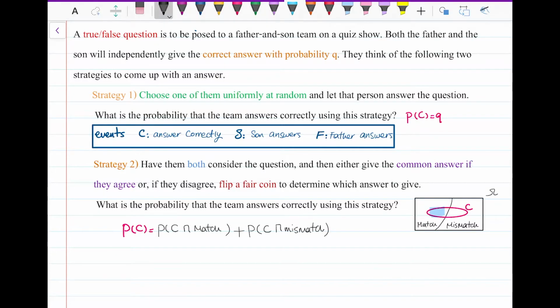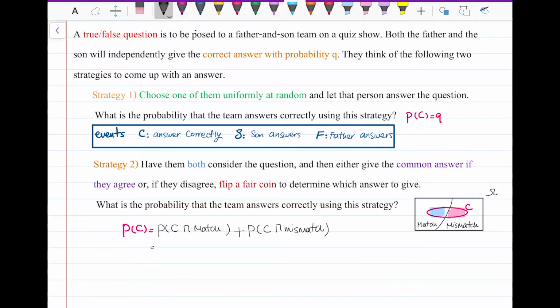Okay, very good. Now for the mismatch, I have this pink area. These are disconnected, or basically disjoint, and so I can add up their probabilities. Okay, now let's figure out the first one. What is the probability that their answers match and it's correct?